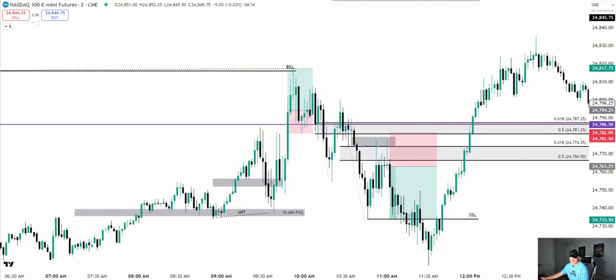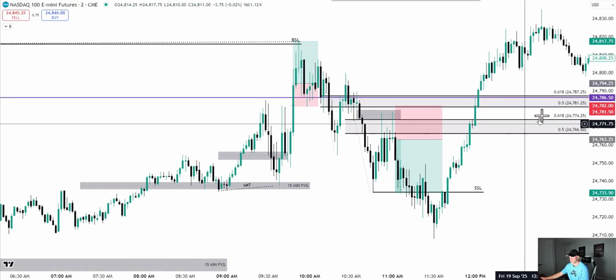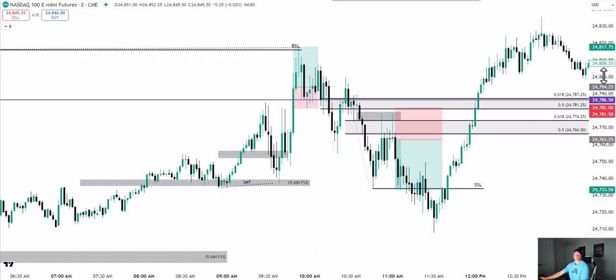I was waiting for this. As soon as I saw this, I was like, I can't wait till that level breaks, because I'm 90% sure that we're going to get that liquidity, and that's exactly what we did.